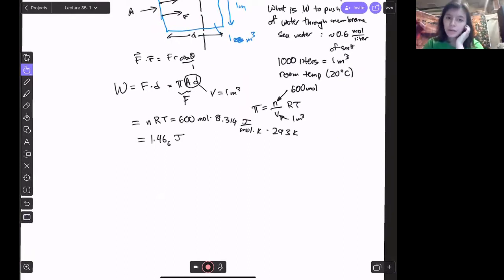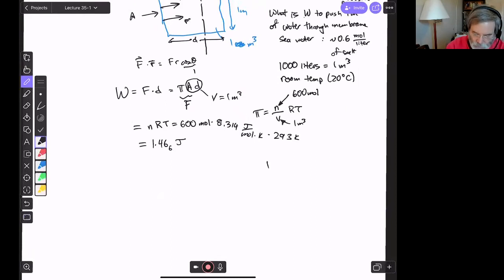How did you get the osmotic pressure times the area is the force? From the general relationship, the definition of pressure is force per area. Okay. Other questions? Yes, Allison.